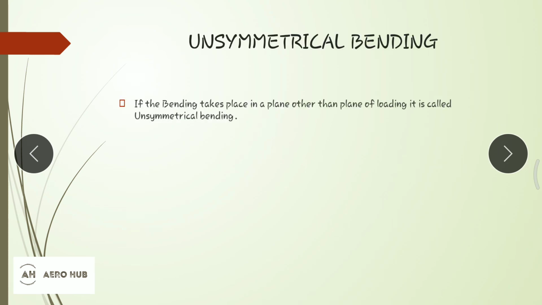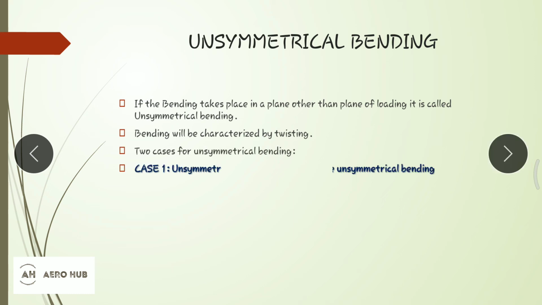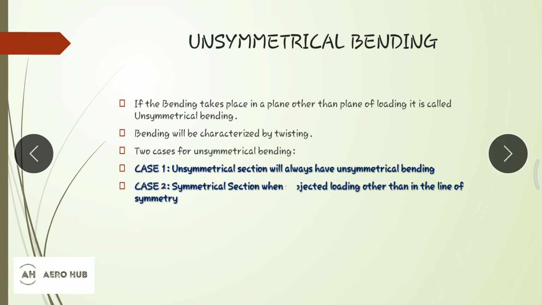For unsymmetrical bending, if the bending takes place in a plane other than the plane of loading, it is called unsymmetrical bending. This type of bending will have some amount of rotation or twisting. There are two cases for this. Case number one: an unsymmetrical section will always have unsymmetrical bending, and a symmetrical section will have unsymmetrical bending when we are not applying the load in the line of symmetry.